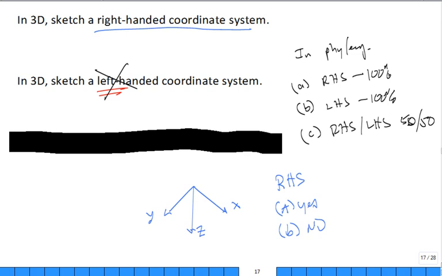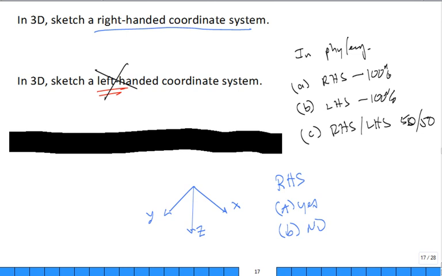Put the base of your hand at the origin. Which direction do you point your fingers? In the X, positive X. Got it? So then you curl your fingers to the Y, and the thumb can only point in the positive Z. Make sense?